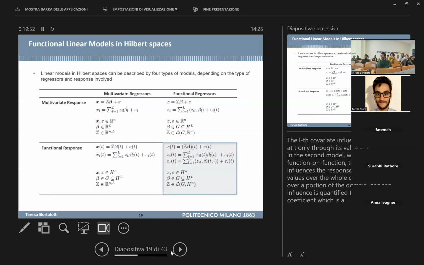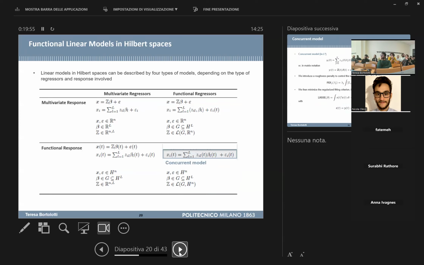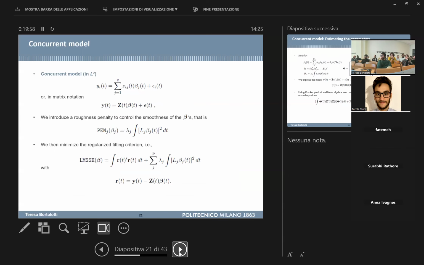All right, so again, we are going to see the simplest case, which is the concurrent model. This is our model. We have a functional response, functional covariate, and we want to estimate functional coefficients. In matrix notation, this can be equivalently expressed like this. And Z is the generalization of the design matrix of simple linear regression models, which is, let's say, a function. So the design matrix changes its value for each value of our independent variable.